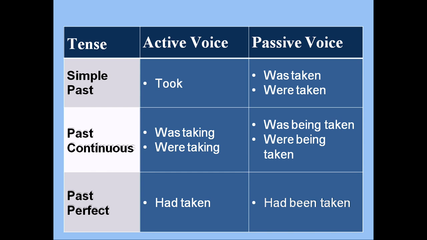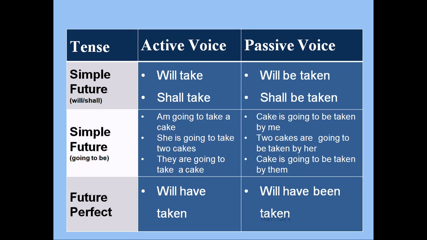Now let's come to the past tense, simple past tense. In the sentence, the second form of the verb, took, is there, and took changes into was taken if singular, were taken if it is plural. Past continuous, was taking singular, were taking plural, and was taking changes into was being taken. If it is a continuous tense, you must add the word being, B-E-I-N-G, in passive form. And were taking becomes were being taken. Third form of the verb preceded by being. And when it is past perfect tense, like had taken, it changes into had been taken.